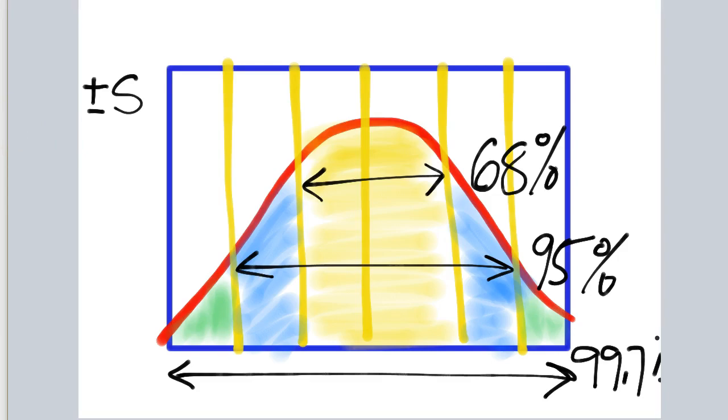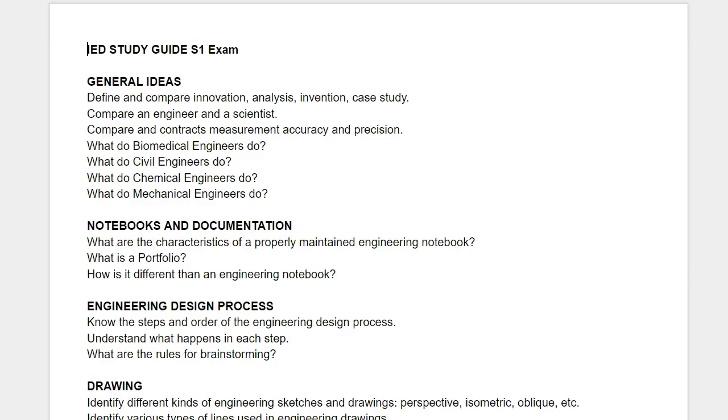The other thing we want to talk about is the study guide itself. So let's go through this. You need to go through mypltw.org and look at the definitions for things like innovation, analysis, invention, and case study. I want to focus on the difference between an innovation and an invention first. An invention is where someone makes something completely new. They come up with a way to solve a problem that's never been done before. And innovation is where you take an invention and improve it.